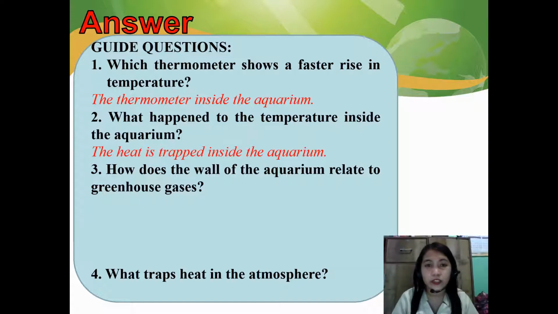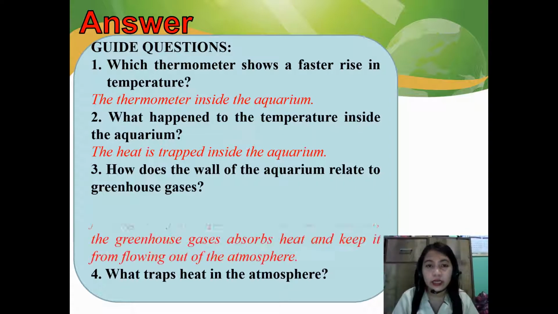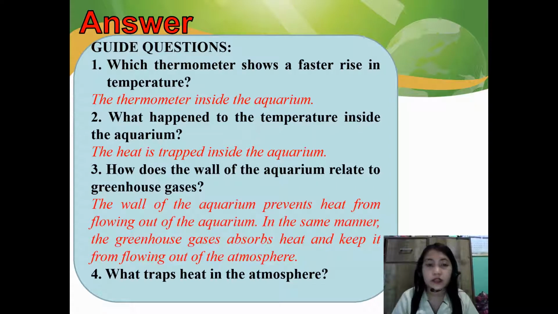And the third question? How does the wall of the aquarium relate to greenhouse gases? You have different answers but with the same thought. And the correct answer is: the wall of the aquarium prevents heat from flowing out of the aquarium. In the same manner, the greenhouse gases absorb heat and keep it from flowing out of the atmosphere.